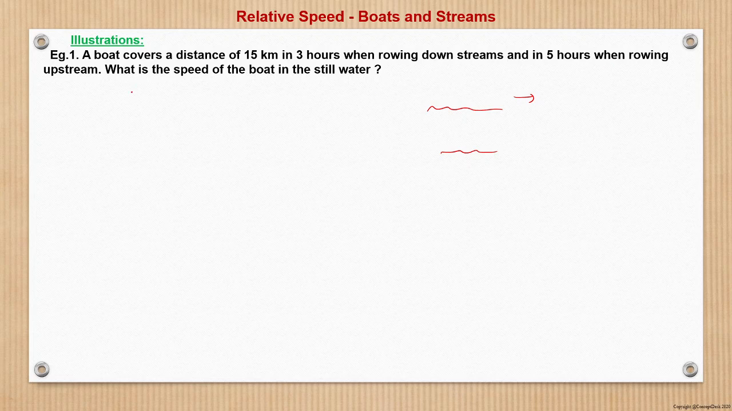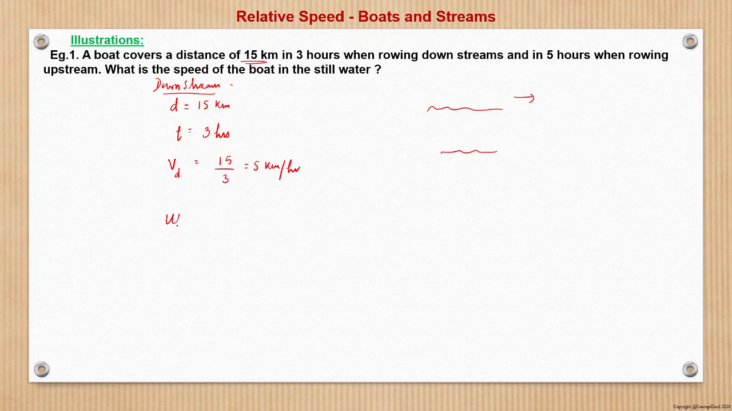Now see, here what is the distance being covered? Distance covered is 15 kilometer, right, downstream. And what is the time taken? Time taken is 3 hours. So what would be the downstream velocity? Velocity downstream will be nothing but distance upon time, 15 by 3, which is 5 kilometer per hour, right?